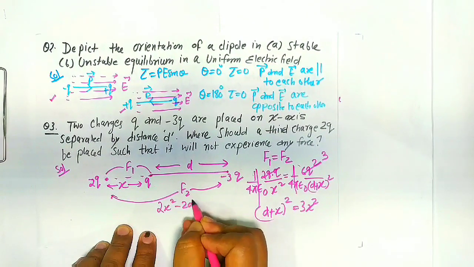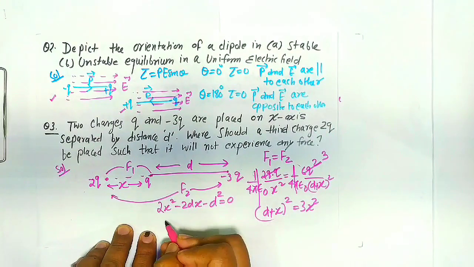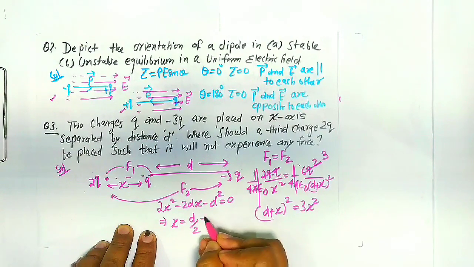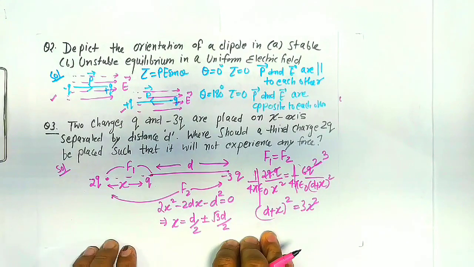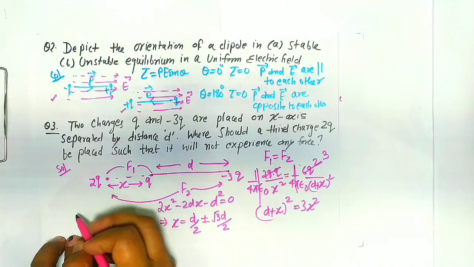2x² − 2dx − d² = 0. There will be a quadratic form in it. And finally, when you calculate, x will be d/2 ± (√3/3)(d/2). So this will be the value of x. So what should be the x value? Because there are two values.